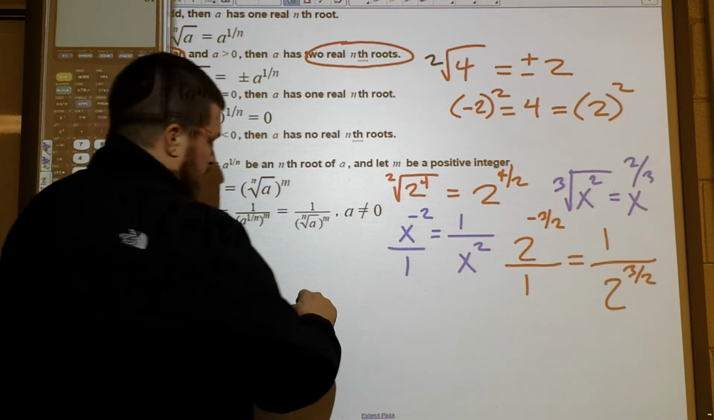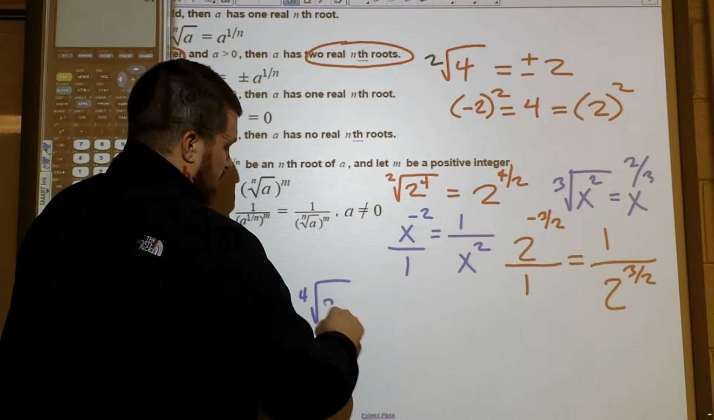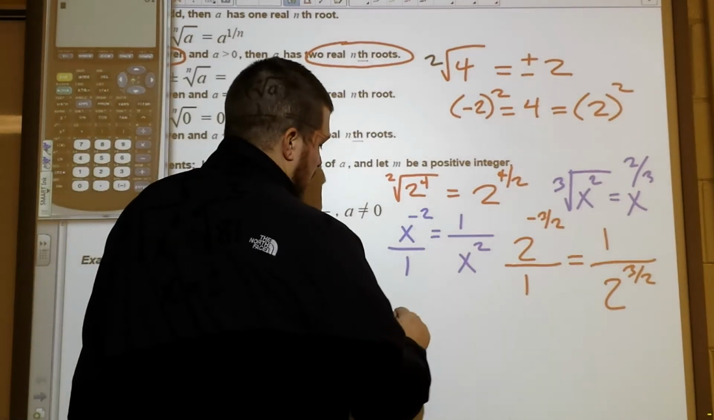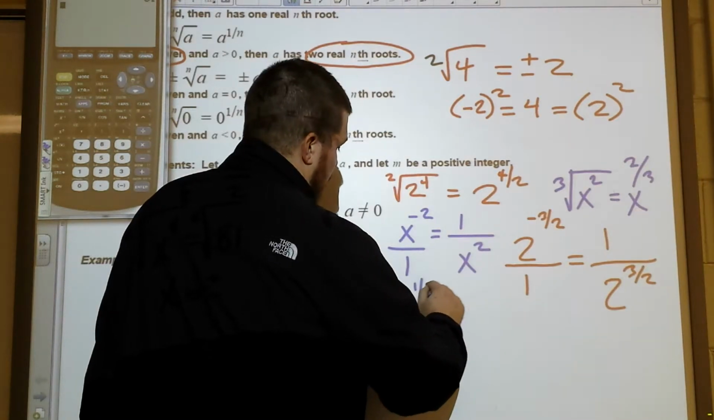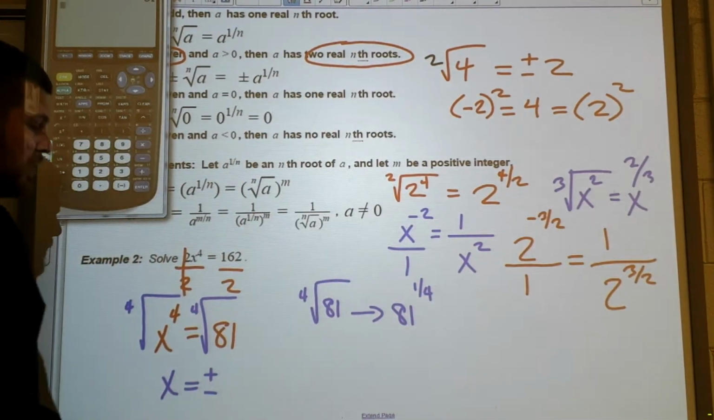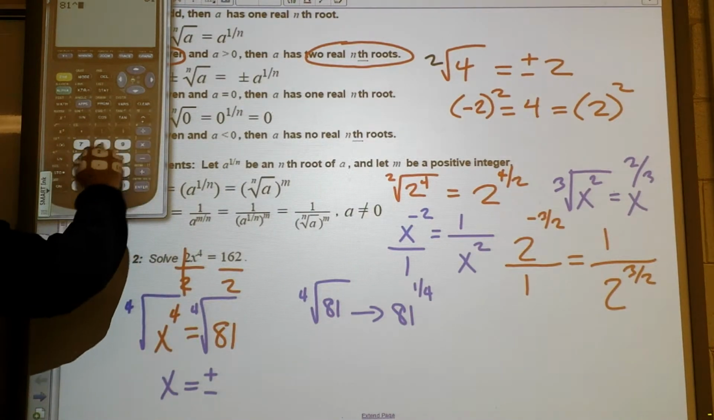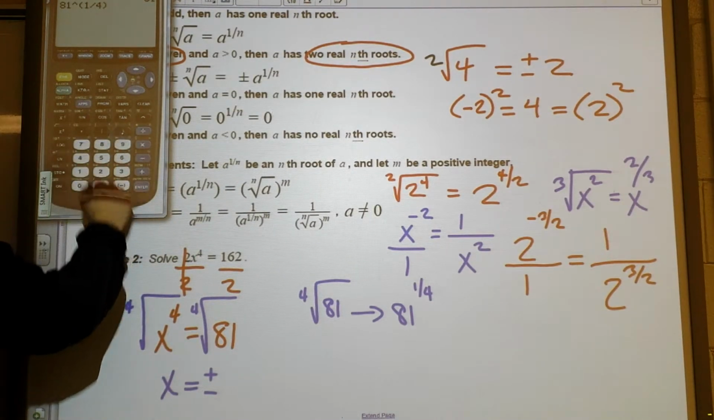Well, I don't know what the fourth root of 81 is off the top of my head. So I'm going to do some scratch work. I can rewrite that as a power. It's 81 to the 1/4 power. Well, I can type that in my calculator very easily. So 81 raised to the 1/4 power.